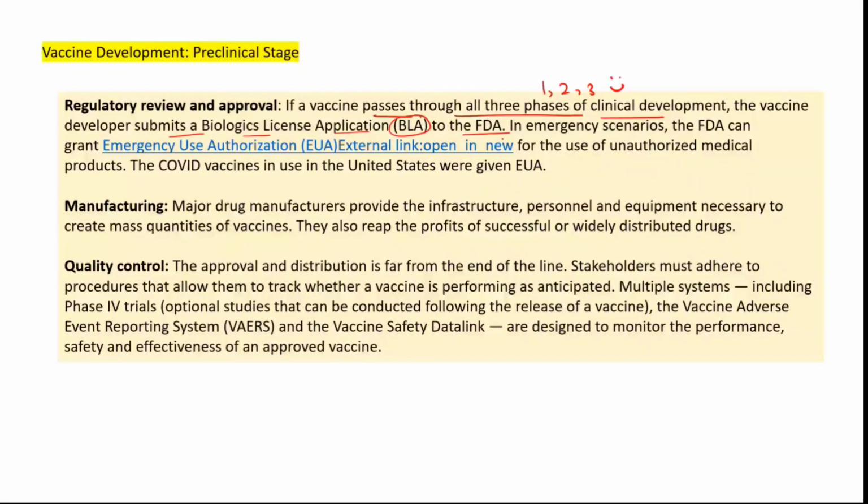In emergency scenarios the FDA can grant the use of an unauthorized medical product. This is the case when any such pandemic occurs. All these procedures generally take a very long time. Obviously there are so many different kinds of clinical trial phases, like 1 year, 6 months, 3 to 4 years of clinical phase 3.